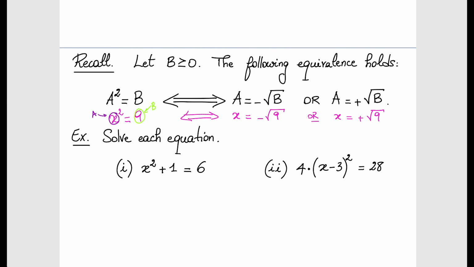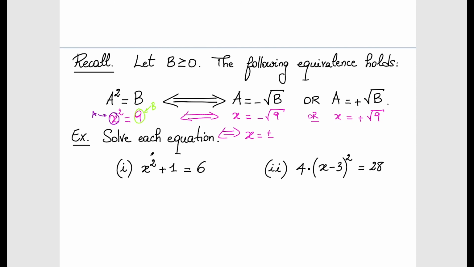So x is plus or minus 3. These are the only two values you plug in for x, you square them, you get 9, right? This is intuitive actually, but this guarantees that there are no more solutions. All right.